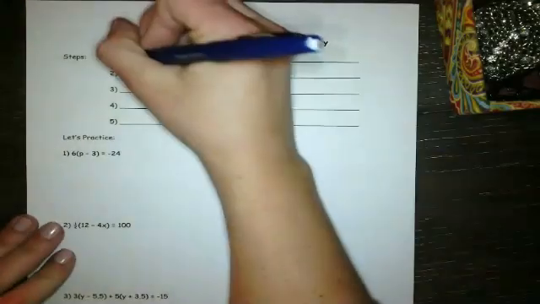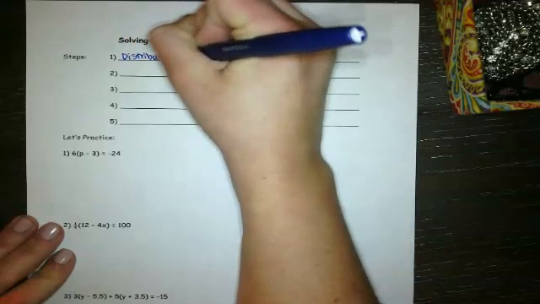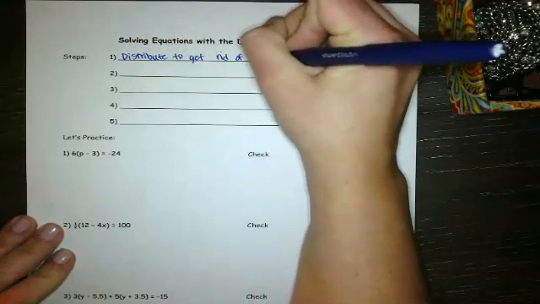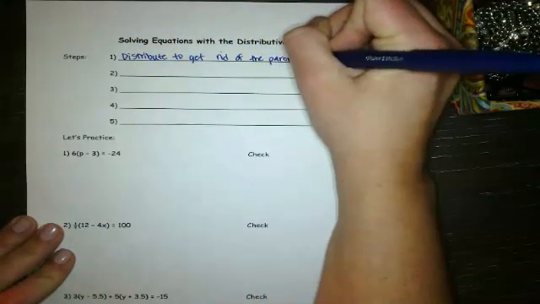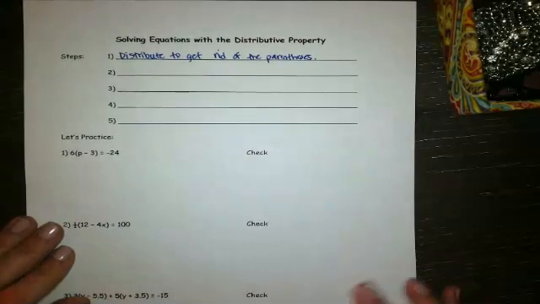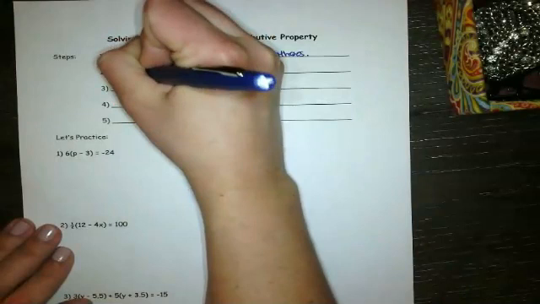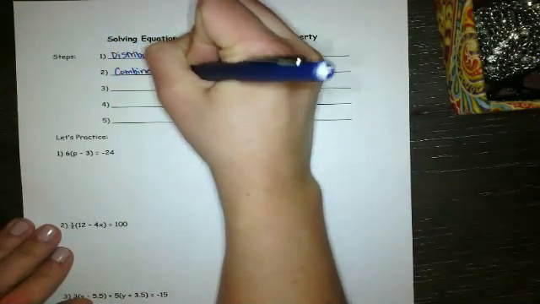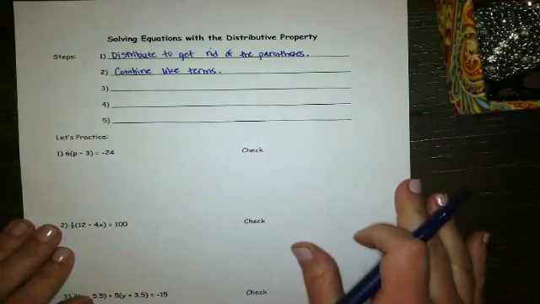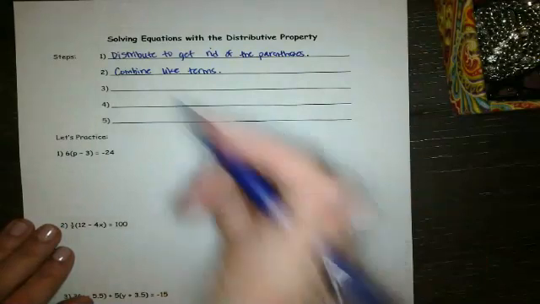So step 1 is going to be to distribute to get rid of the parentheses. So that is the point of distributing, to get rid of the parentheses, okay? Once we got rid of the parentheses, then you're going to look to see if you have to combine like terms. Sometimes you'll have to, and sometimes you won't. It all depends, okay? From that point on, we've simplified the equation as much as we can, and now you're just solving a two-step equation.